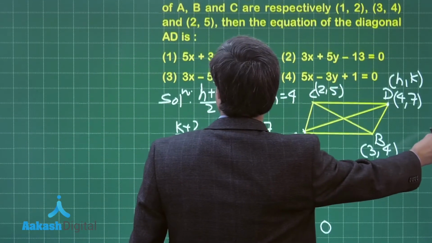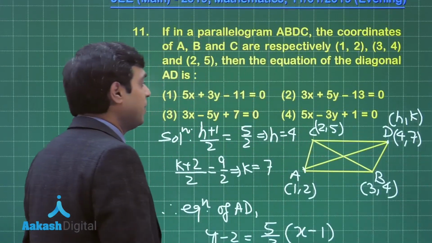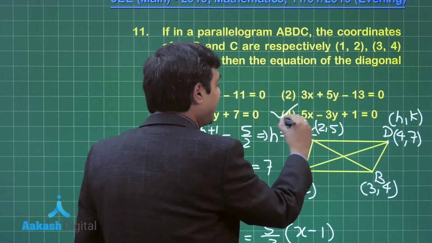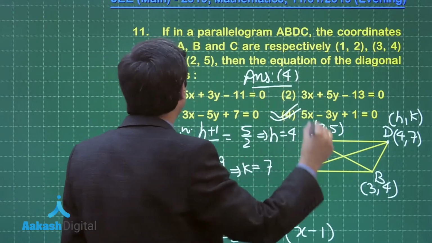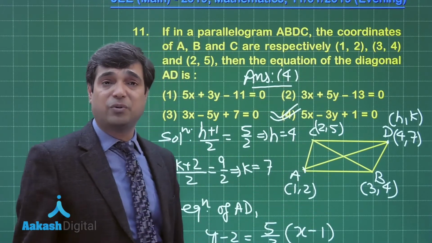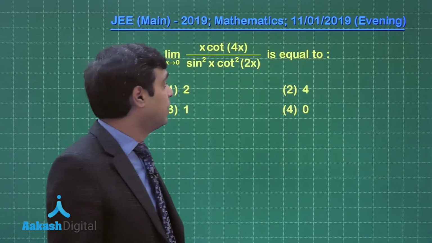Let us see from the given options. 5x minus 3y plus 1 is given as option number 4. So, I am sure this question is clear to you. Let us move on to the next one, question number 12.